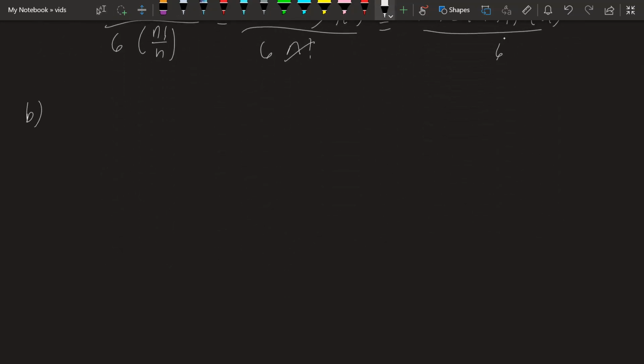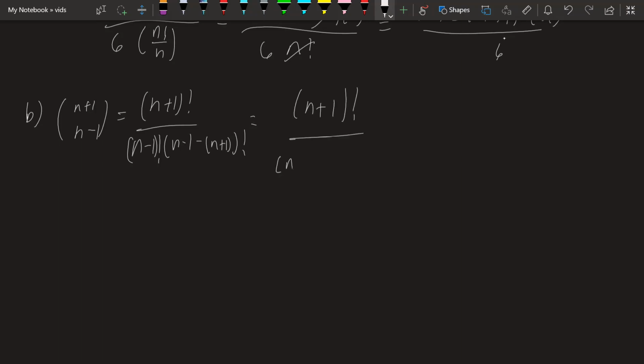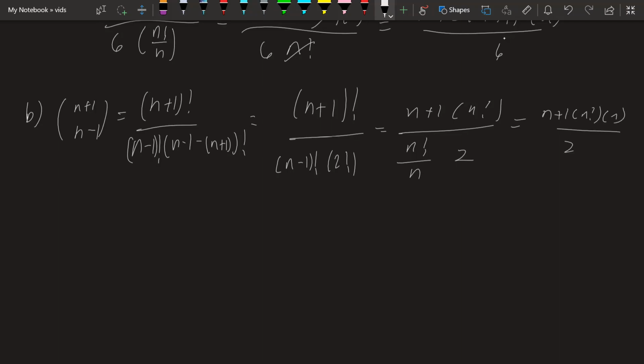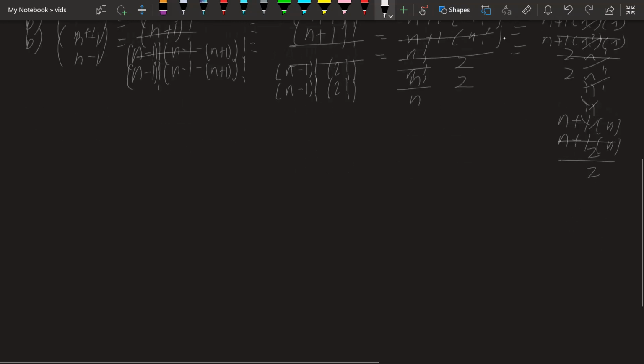Let's go to B. B tells you they want the combination of n plus 1 from n minus 1. This is equal to n plus 1 factorial over n minus 1 factorial multiplied by n minus 1 minus n plus 1 factorial. n minus 1 minus n plus 1 is just 2, so we get n plus 1 factorial over n minus 1 factorial multiplied by 2 factorial. Now we substitute. n plus 1 factorial is n plus 1 multiplied by n factorial. n minus 1 factorial is n factorial over n, and 2 factorial is 2. Multiply numerator and denominator by n and you get this. Then cross out n factorial, and you get n plus 1 multiplied by n over 2.